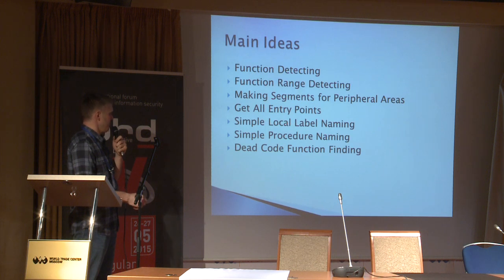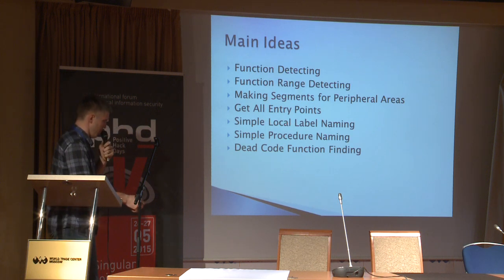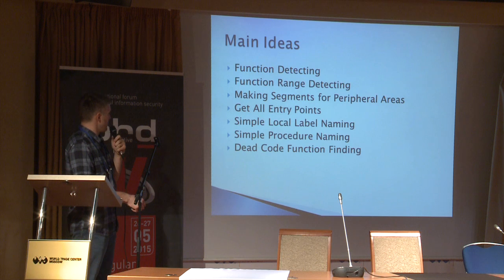The function range should be detected. We should change it for the proper one. Then we should create segments for these peripheral areas. We should find all the entry points, asset handler, some other handlers, runners, and from the simple ones, just simple local label names.